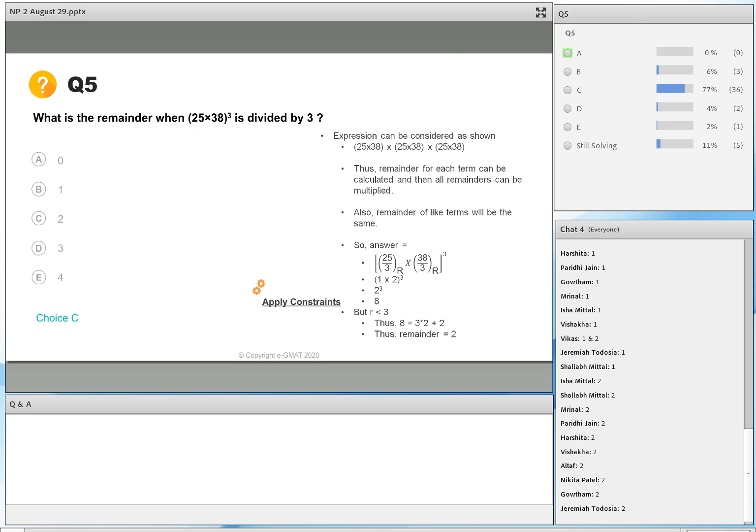So basically what I do is I calculate the value of the remainder when I only have one entity of 25 times 38. I calculate that remainder to be equal to 2, and I then bring in the exponent to calculate the final answer. So I calculate 2 to the power 3, which becomes 8, and then I divide 8 by 3 to get the final remainder.